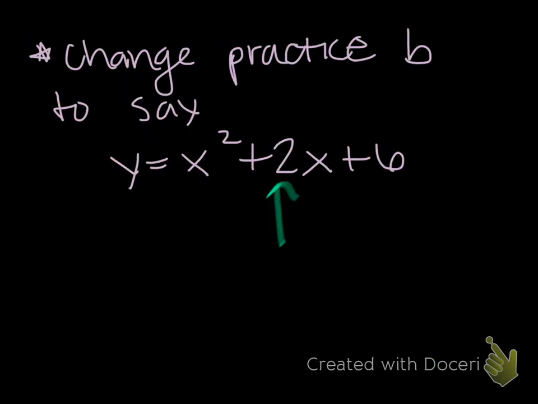Real quick, in your practice problems, the second one says y equals x squared plus x plus 6. You're going to change that to be plus 2x for the middle term so that it works out nicer.